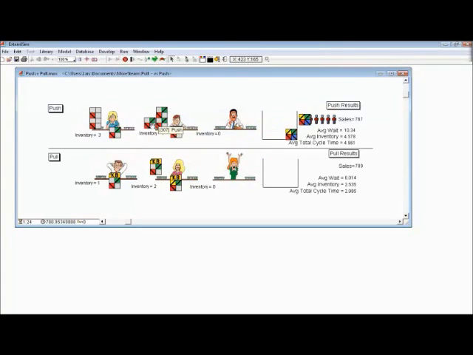So we use simulation like this, and we learn about process simulation, both discrete event simulations like this, as well as mathematical optimizations, and that's a key component of the Master Black Belt course at Ohio State University.